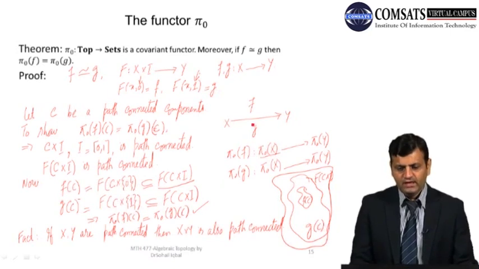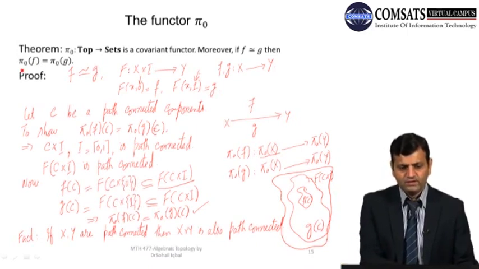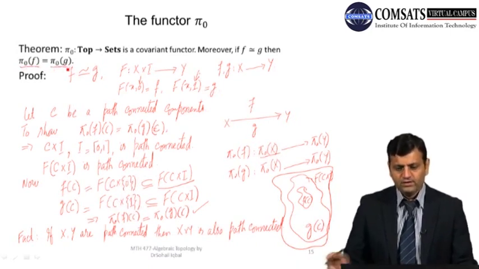C was an arbitrary path connected component of X, so that's why these two functions, π₀(f) and π₀(g), are equal from π₀(X) to π₀(Y).